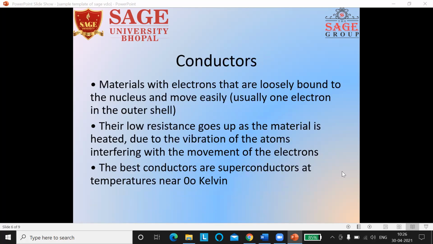And the conductor: a conductor is a material with electrons that are loosely bound to the nucleus and move easily, usually one electron in the outer shell. The second point is that its low resistance goes up as the material is heated, due to the vibration of the atoms interfering with the movement of the electrons. The best conductors are superconductors, as the temperature nears 0 Kelvin, and this phenomenon is called superconductivity.